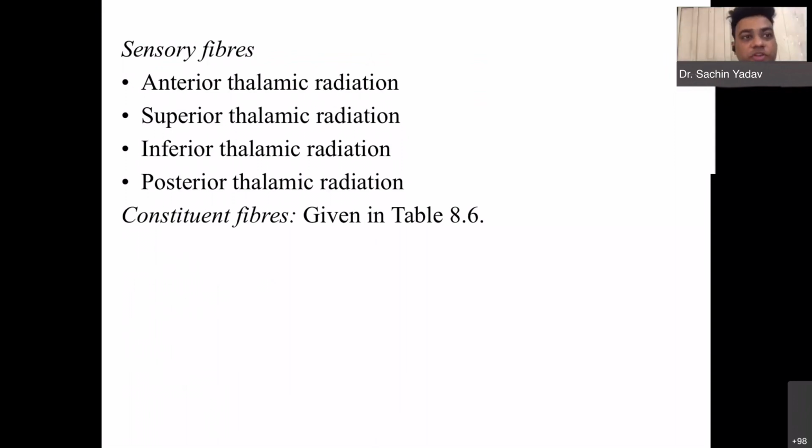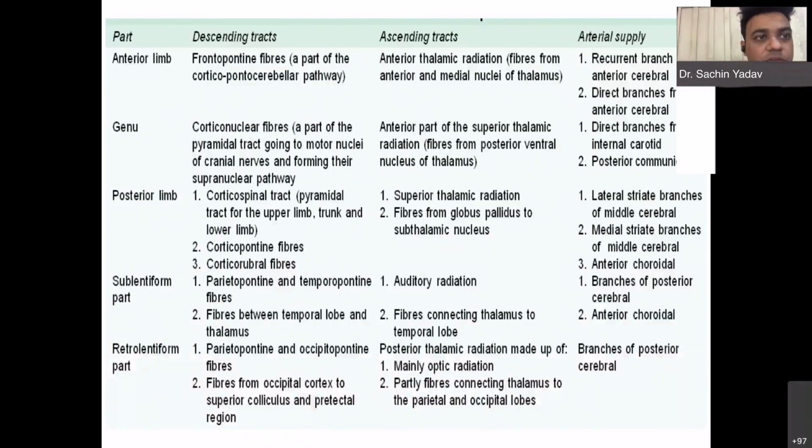The sensory fibers, ascending fibers. So these are all the thalamic radiations, as I told you. Okay, so these are the anterior, superior, inferior, and posterior thalamic radiations. We already saw in the previous slides all these radiations of the fibers to the various parts of the cerebral cortex. So you can see here various ascending and descending tracts which are passing through the internal capsule. Okay, so you can refer to all this from your books.